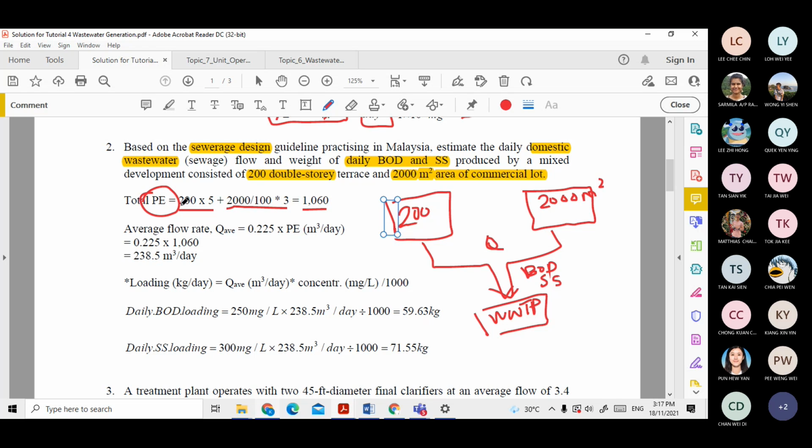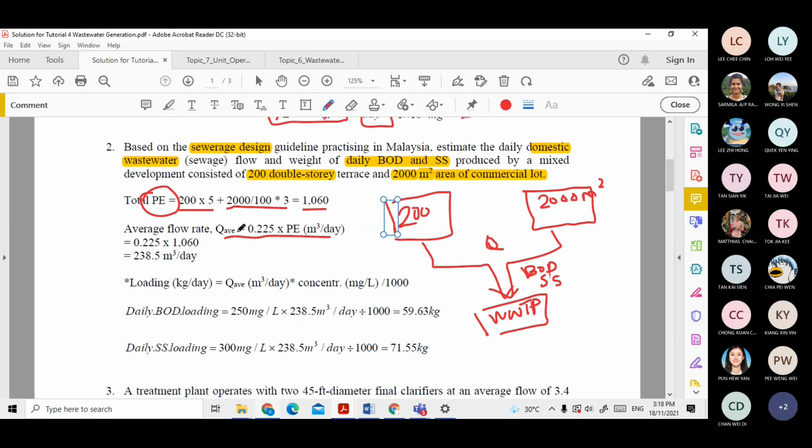So with this PE, we can calculate the flow, this Q. Follow this formula: 0.225 multiplied with the PE. So you get the daily flow, which is 238.5 meter cube. That means from these two developments, this is the amount of daily domestic wastewater produced.